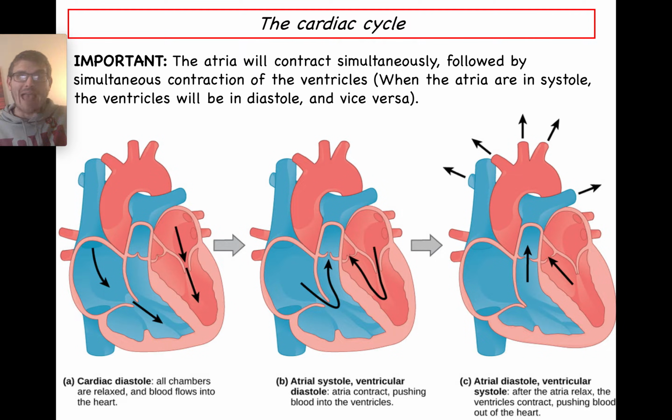So do not forget, the atria will contract simultaneously, so that's what we mean by atrial systole there, followed by the ventricles. So when we say the atria contract first, then the ventricles, what we're referring to is that we go from atrial systole, ventricular diastole, atria are contracted, ventricles are relaxed, and then we move on to atria are relaxed, ventricles are contracted.